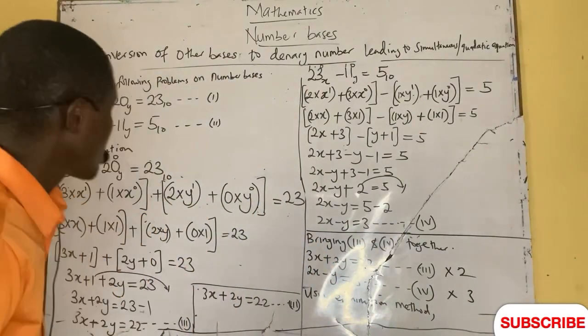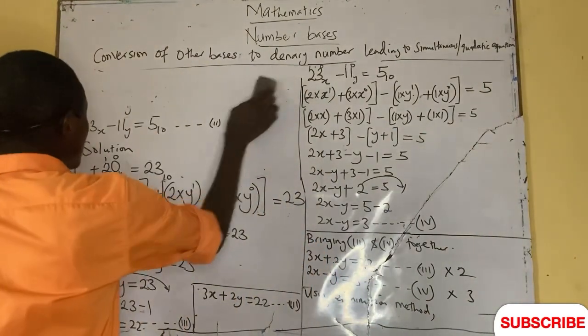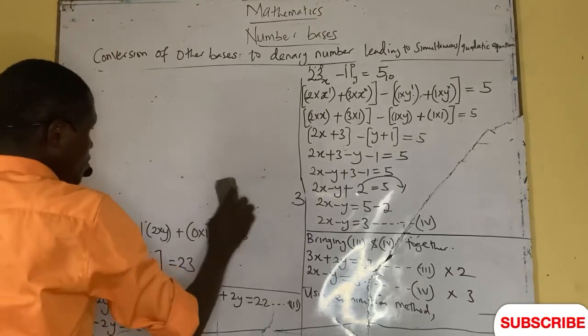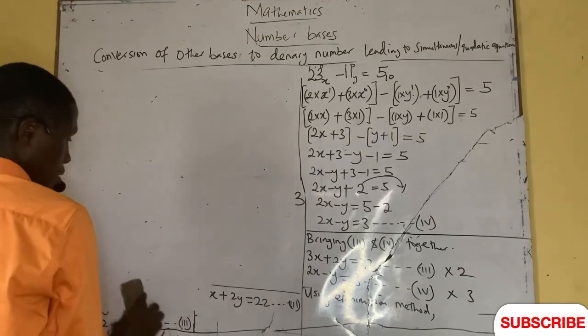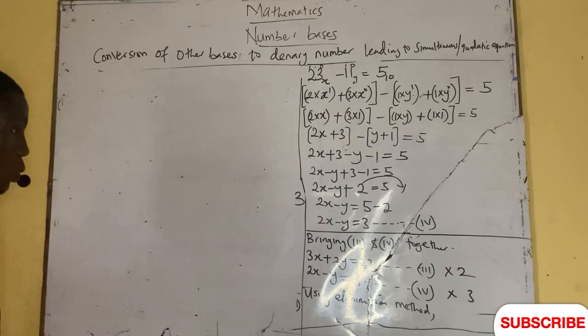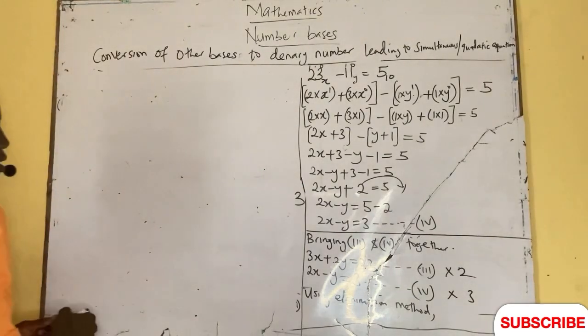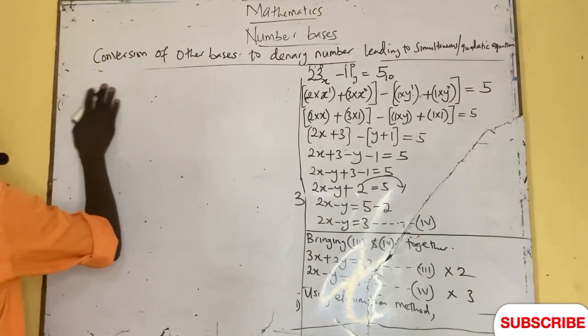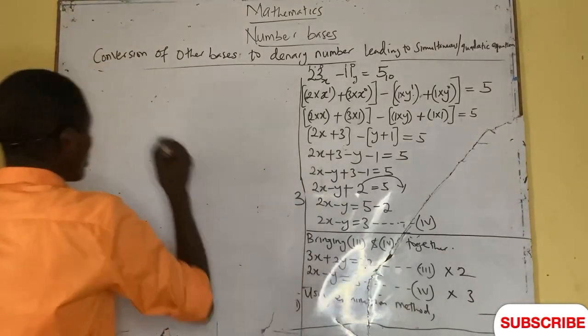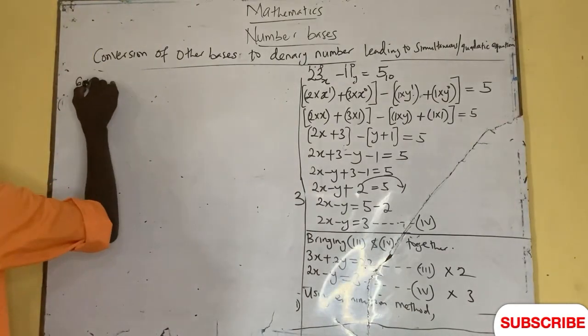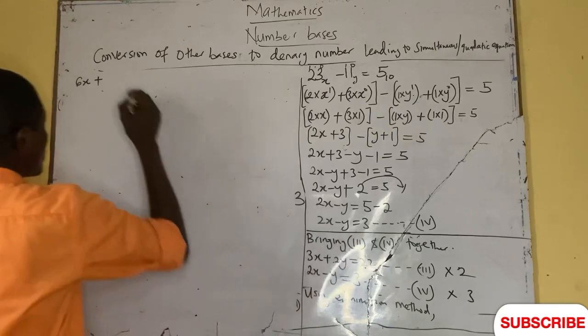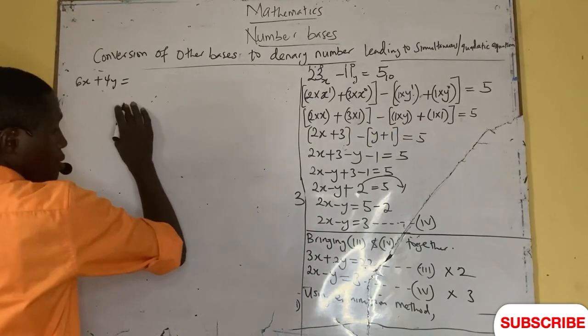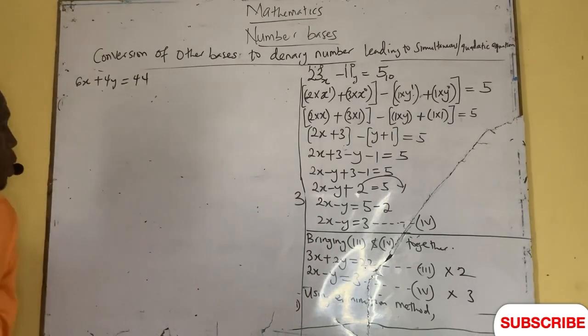So I can clean this one now so as to solve these questions as fast as possible. So we have 2 times 3x, which is 6x. Plus 2 times 2y is 4y. Equal to 44.